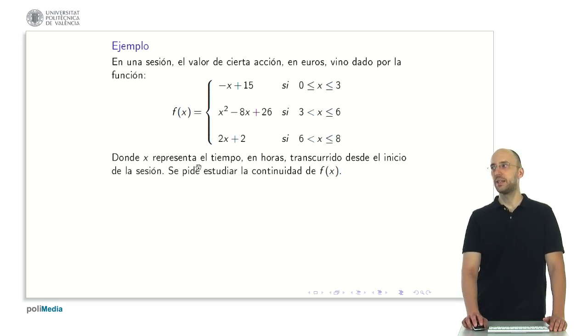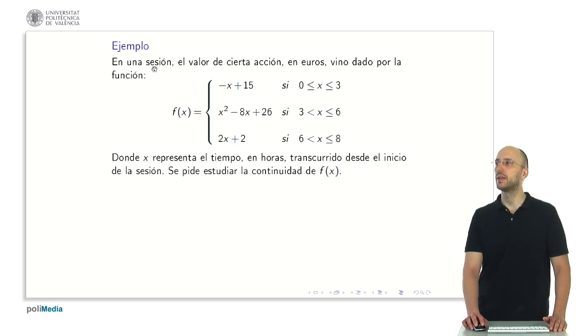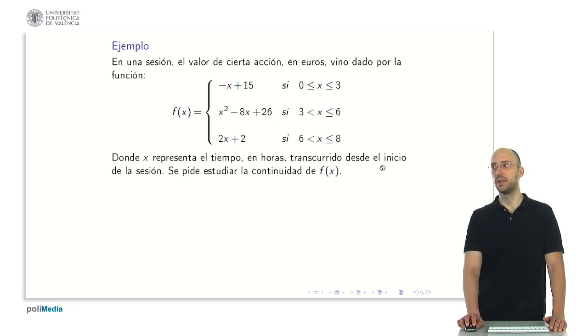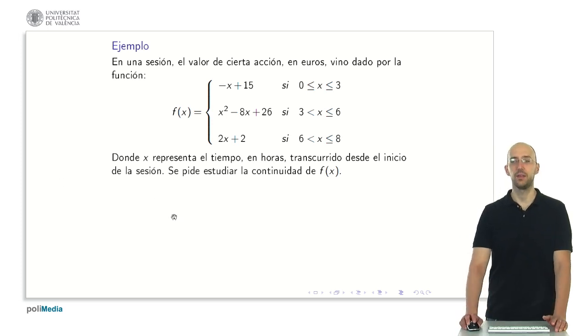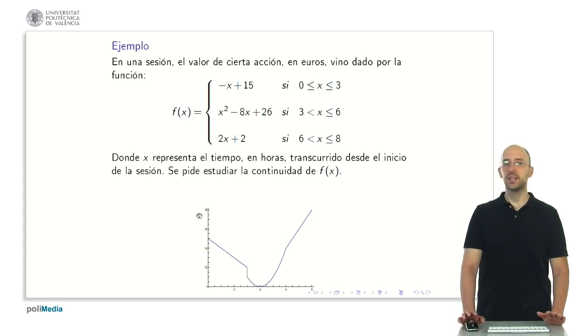X represents the time in hours elapsed since the beginning of the session. We are talking about how the value of a certain action during a session is given by this function. Therefore, x represents the time in hours elapsed since the beginning of the session. We are asked to study the continuity of the function f of x. In this case, before we begin, I have represented the function using the well-known software program called Mathematica. The graphic does something like this.